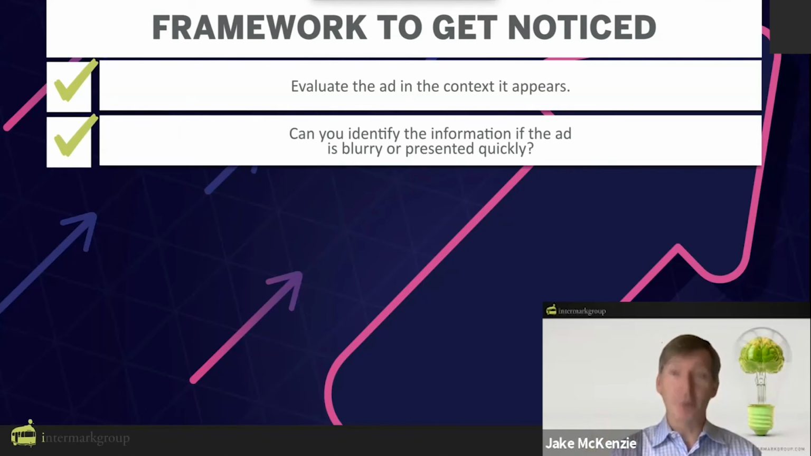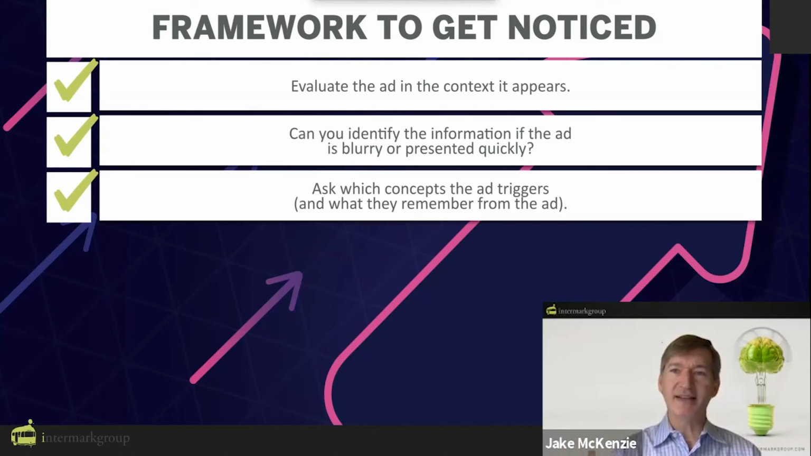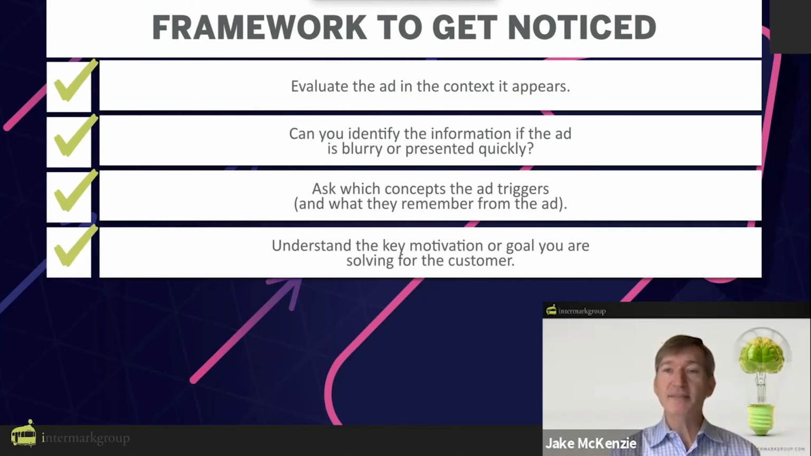Number two, blur it a little bit or only allow somebody to see it super quickly. Do we have the brand codes in there that allow people to know what the context is, what the category is, and what that point of differentiation is? It's going to really wake you up to what your brand codes are and how effective you are about using those brand codes.